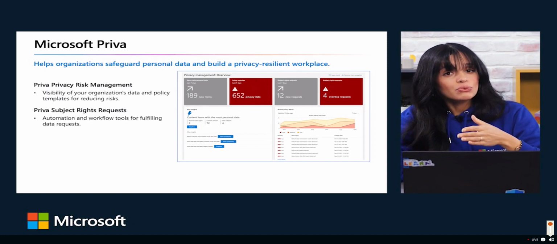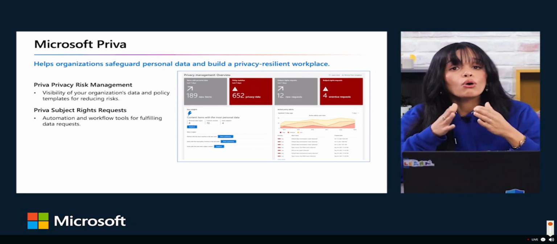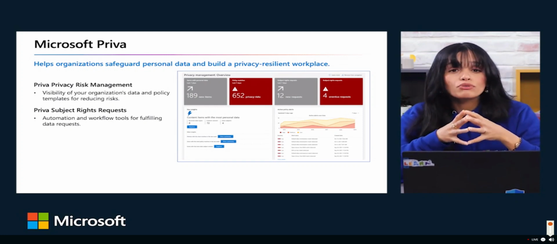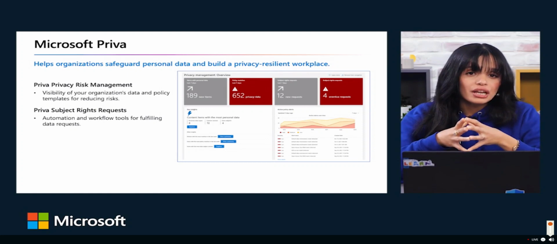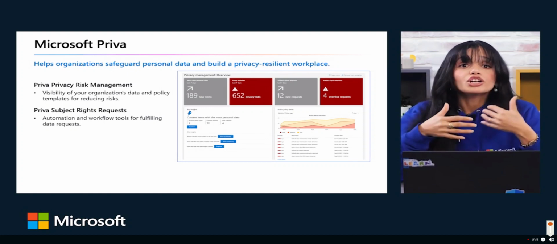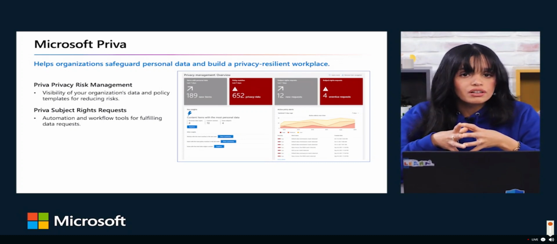Priva Subject Rights Requests helps you handle inquiries from individuals who want to review or manage their personal data. It provides workflow, automation, and collaboration capability that help you search for subject data, review your findings, collect the appropriate files, and produce reports.